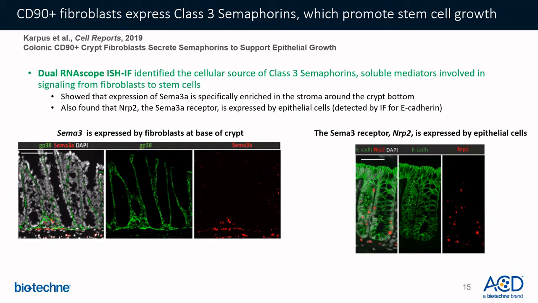In addition, they also performed the same sequential RNA-ISH IF workflow and identified the cellular source of class 3 semaphorins, or the soluble mediators involved in signaling from fibroblasts to stem cells. This dual ISH-IF workflow has been widely applied with our RNAscope customers and users because it really gives you the power to visualize both RNA as well as protein in the same tissue context, reducing your number of experiments.